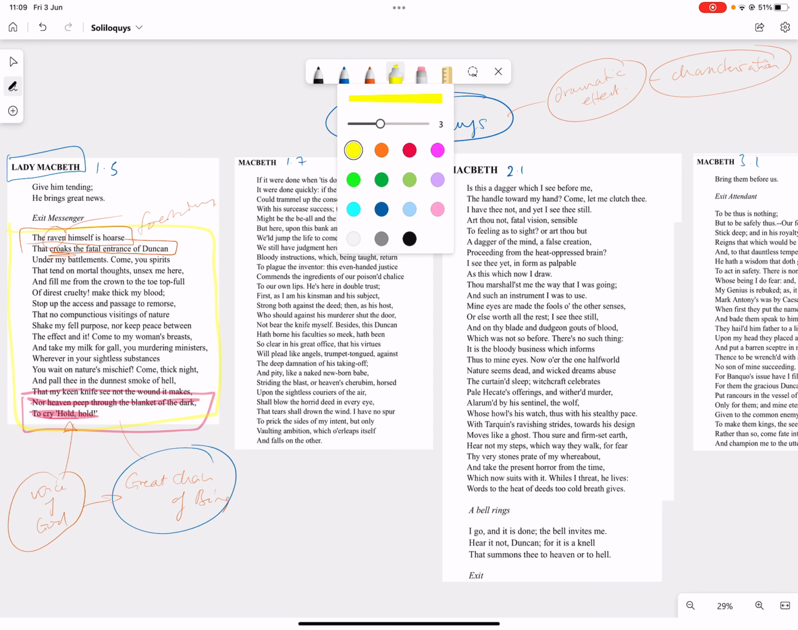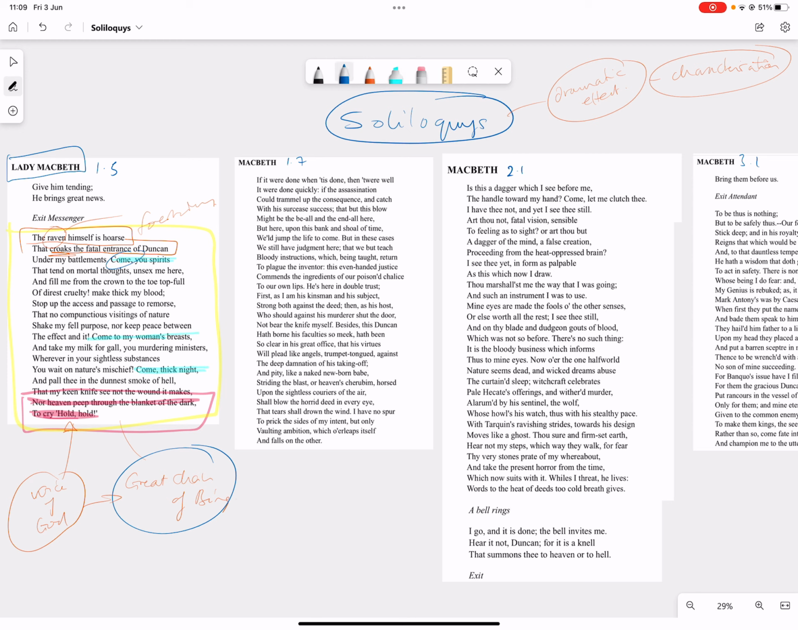Now, any other structural features? Yes, there are. Look at this. Come, you spirits, and sex me here. Come to my woman's breast. Come, thick night. So this commanding language, the imperative there, is used three times, and there are kind of three sections to it. And you could explore if there's any kind of development or change in direction in those sections.